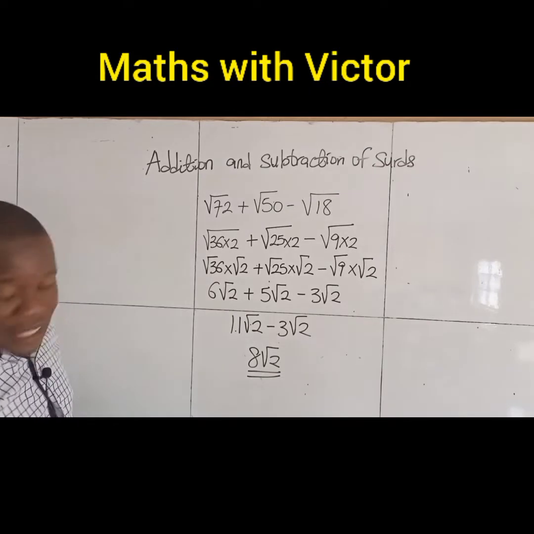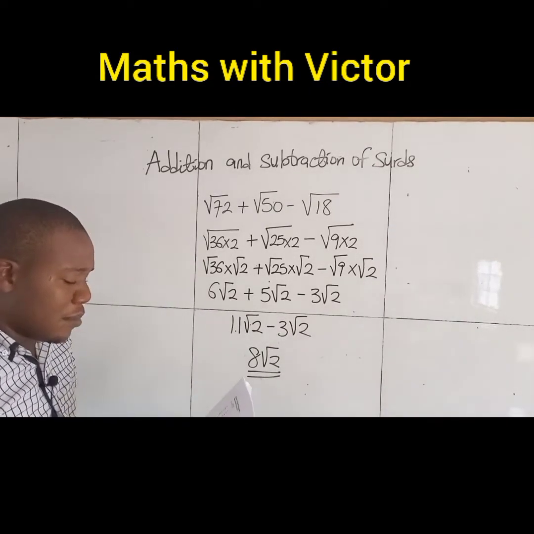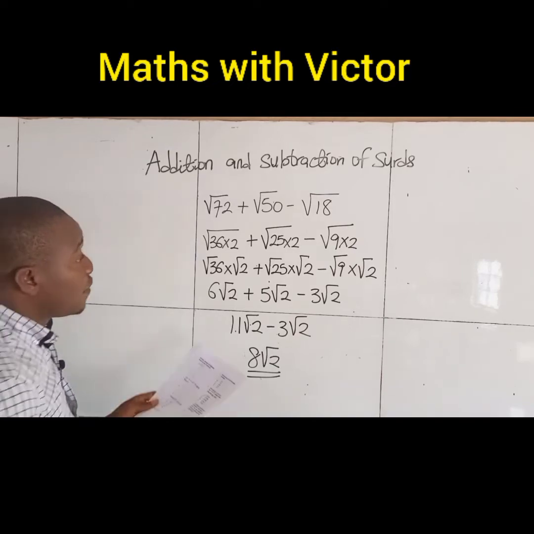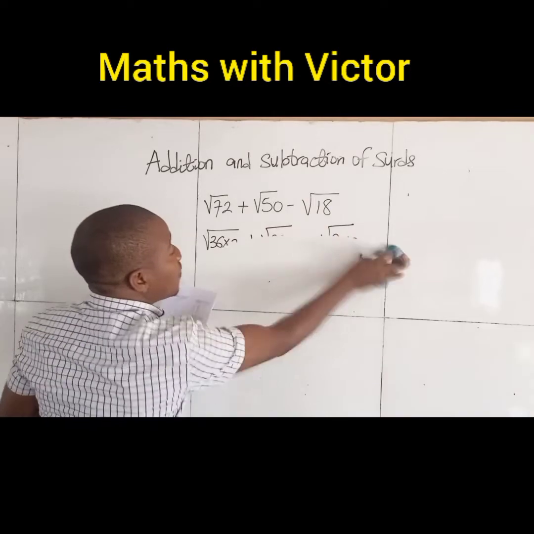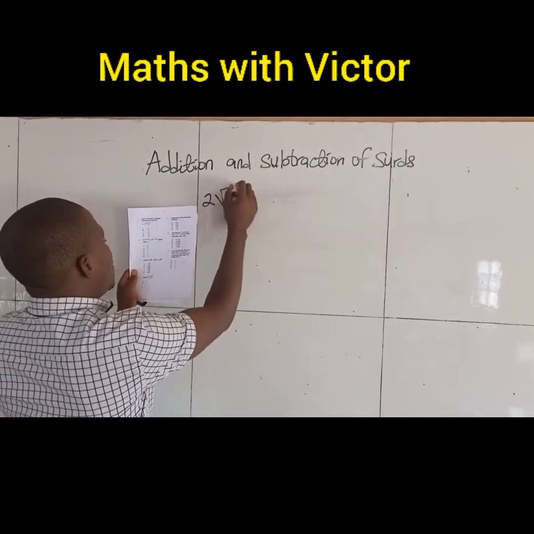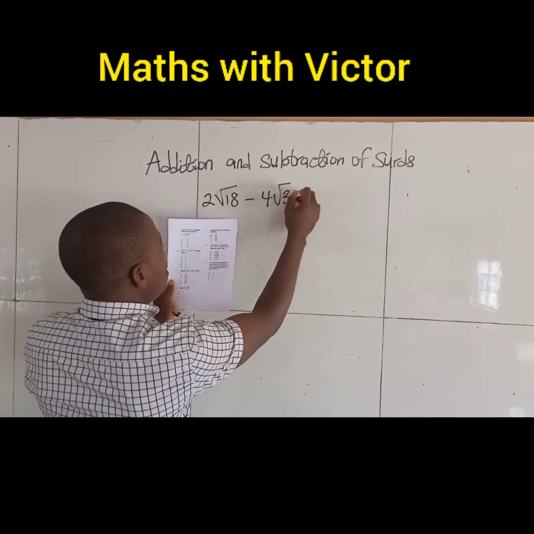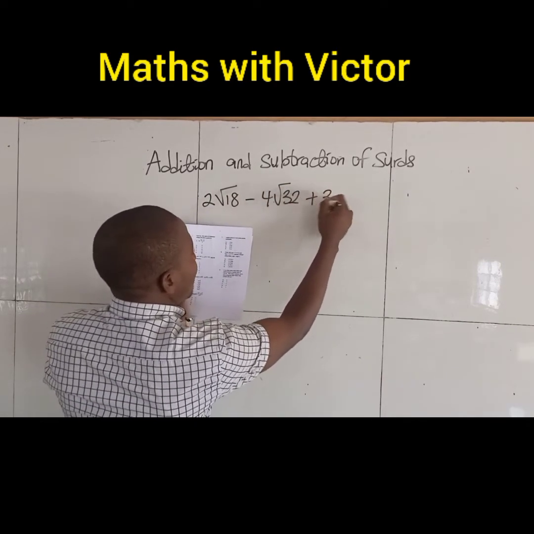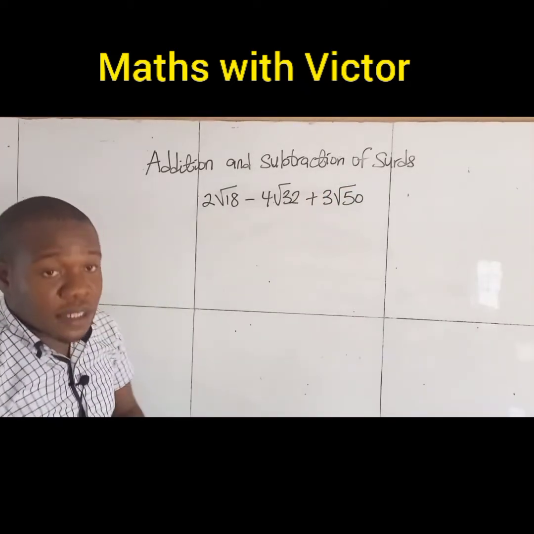I want us to look at another question very clearly. This is a NECO question this year. Objective question number 5. I will do that very quickly, as fast as possible because of time. We have 2 root 18 minus 4 root 32 plus 3 root 50. The same thing we are talking about, addition and subtraction of surds.